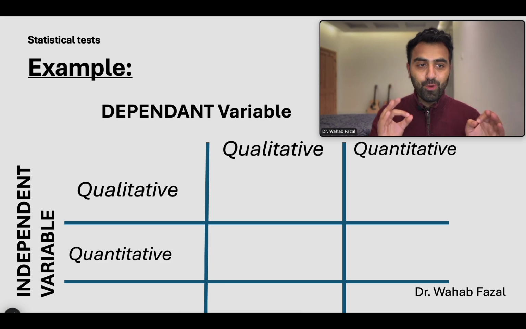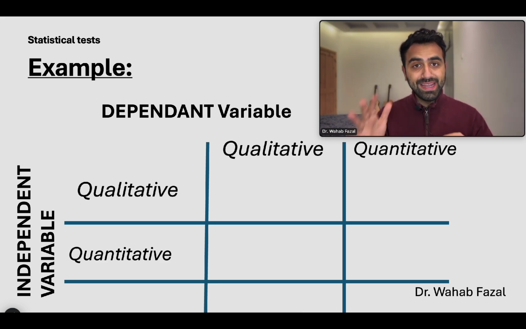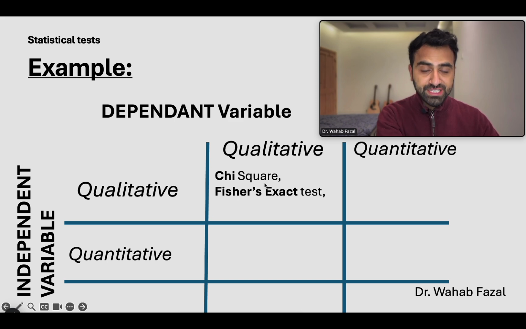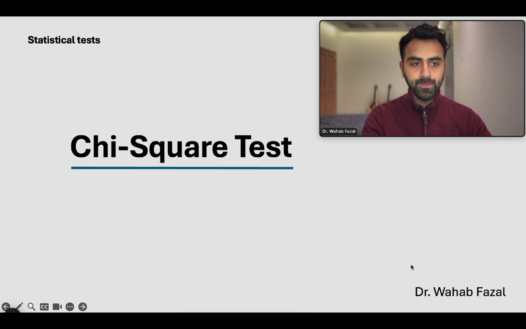Now, we will explore all of the different types of tests that can be used if the independent variable varies by quantitative or qualitative, or if the dependent variable is quantitative or qualitative. So let's start with the first box right here. If both your independent variable and dependent variable are both qualitative, the tests that you can use are chi-square, Fisher's exact test, and logistic regression.